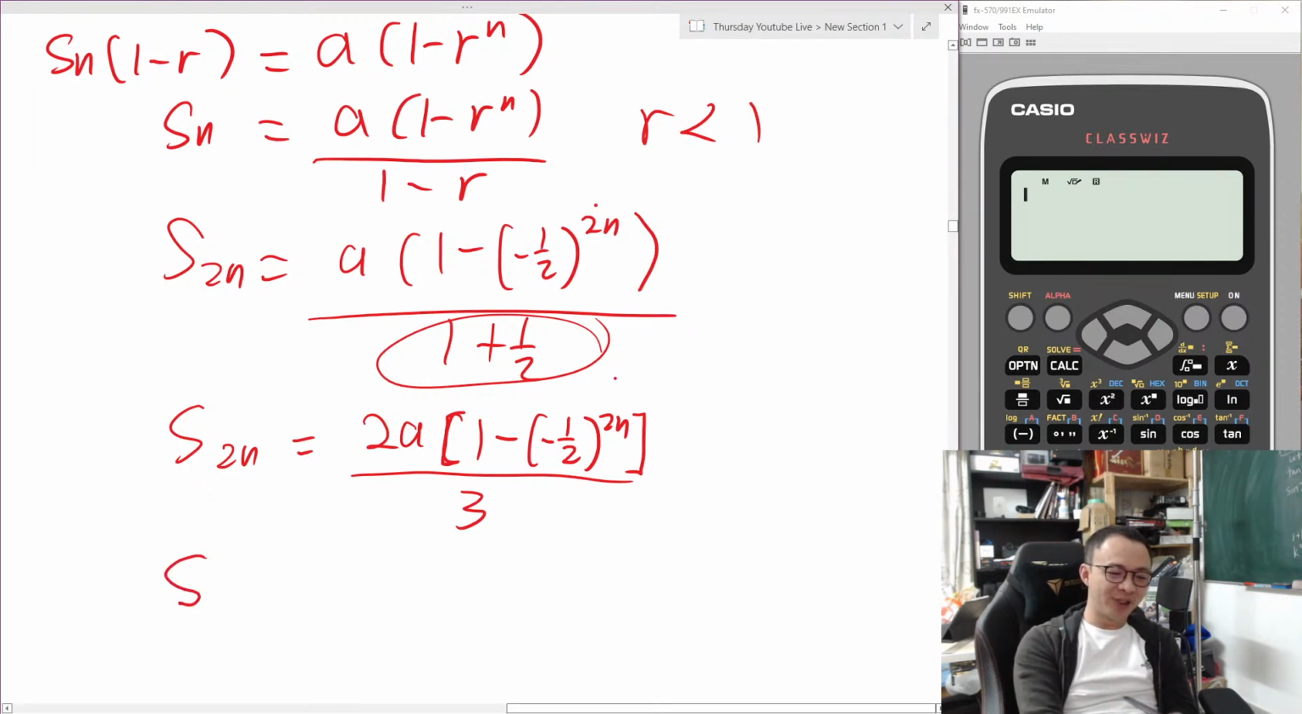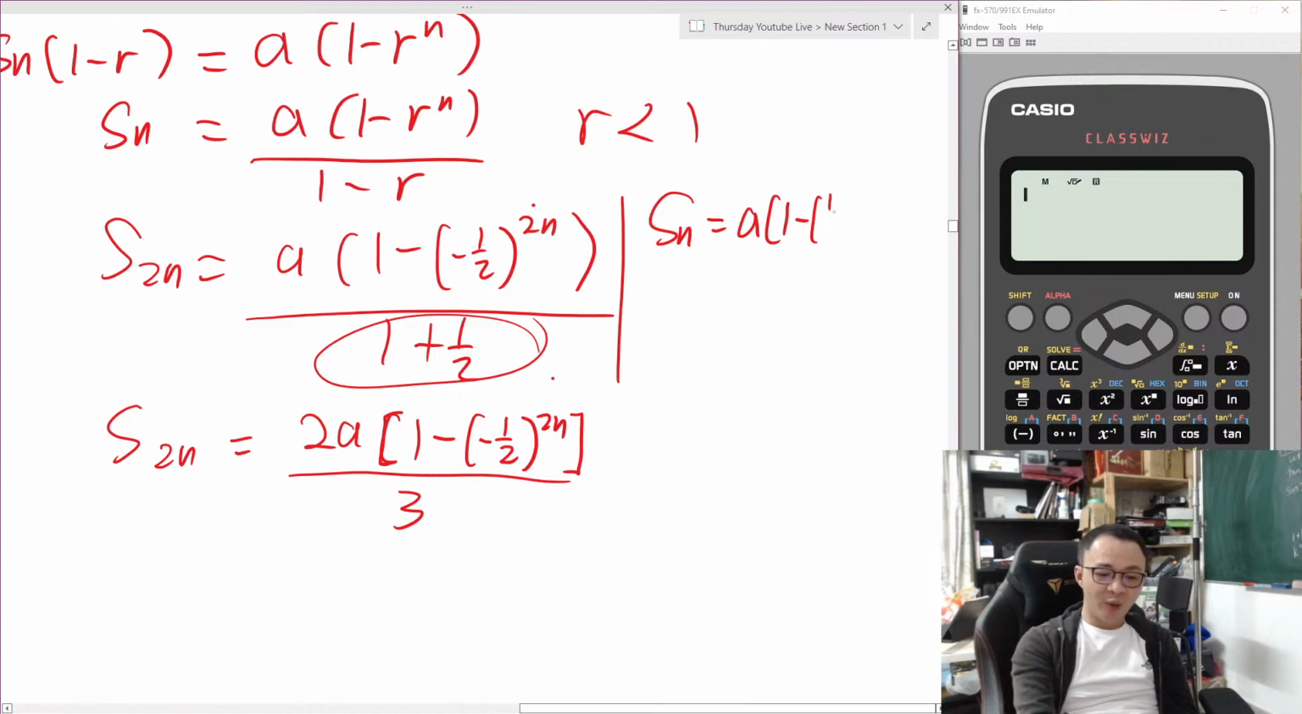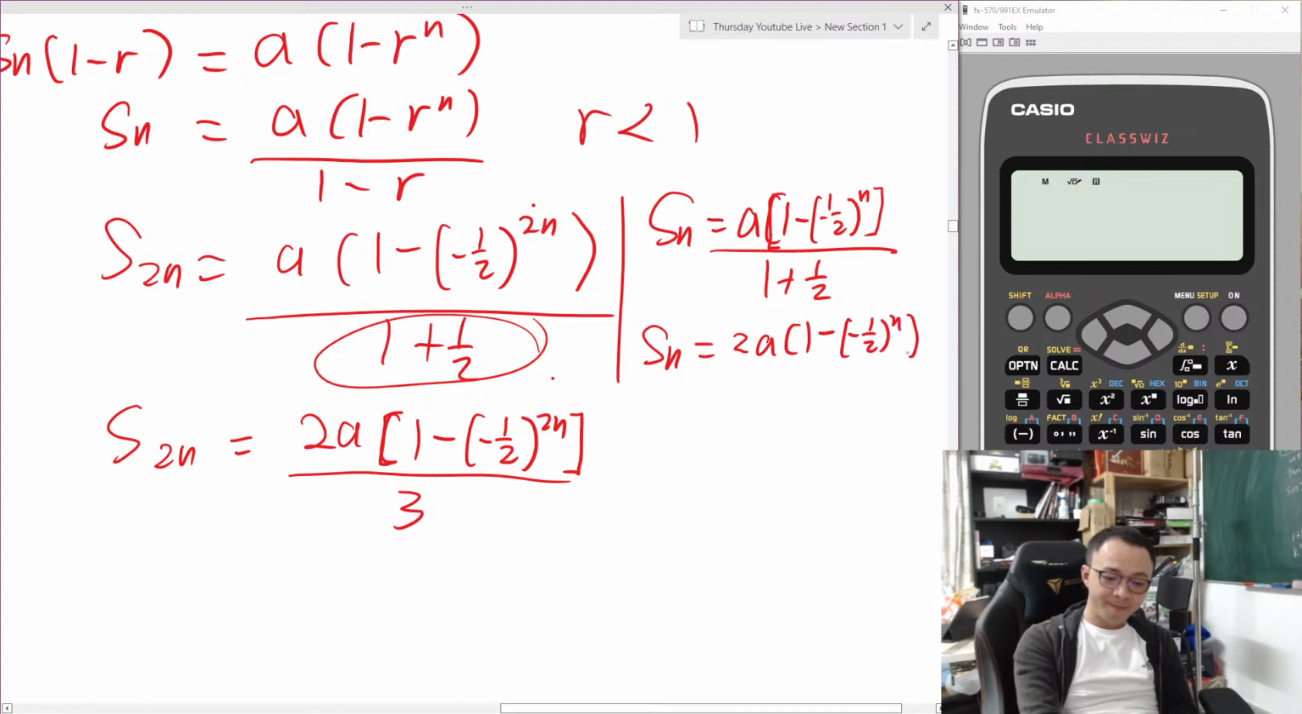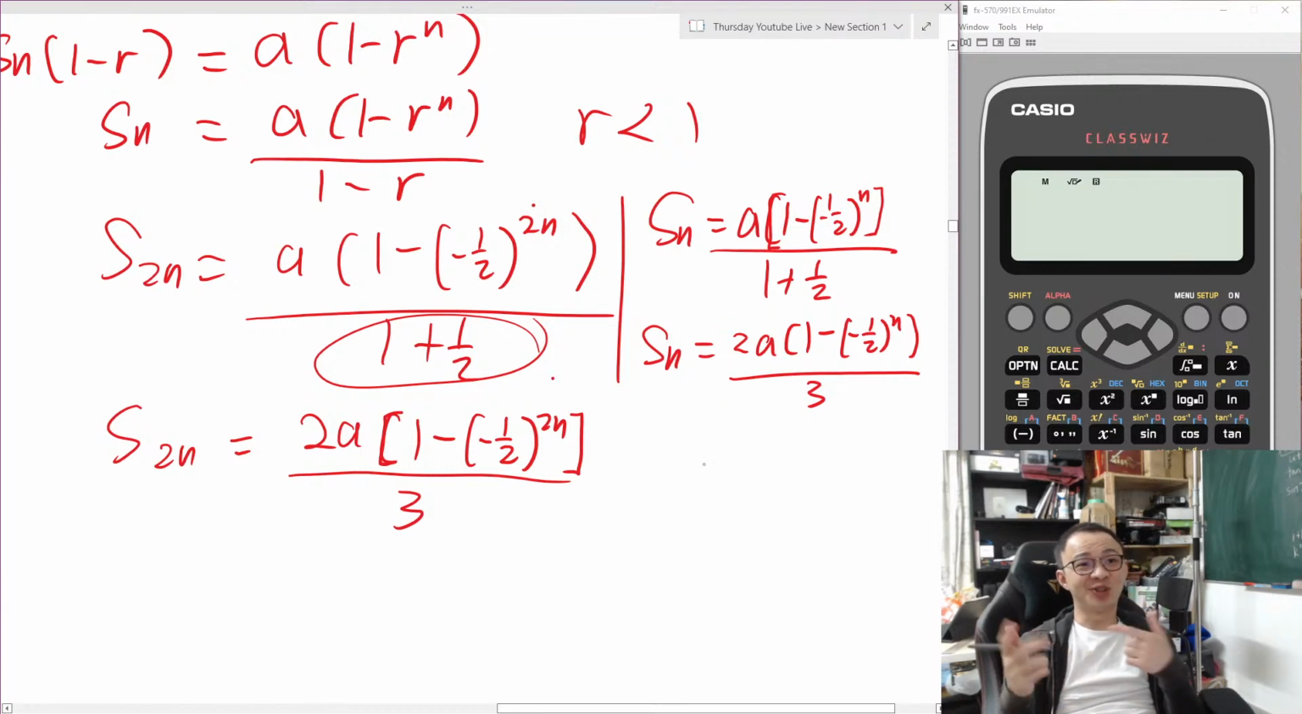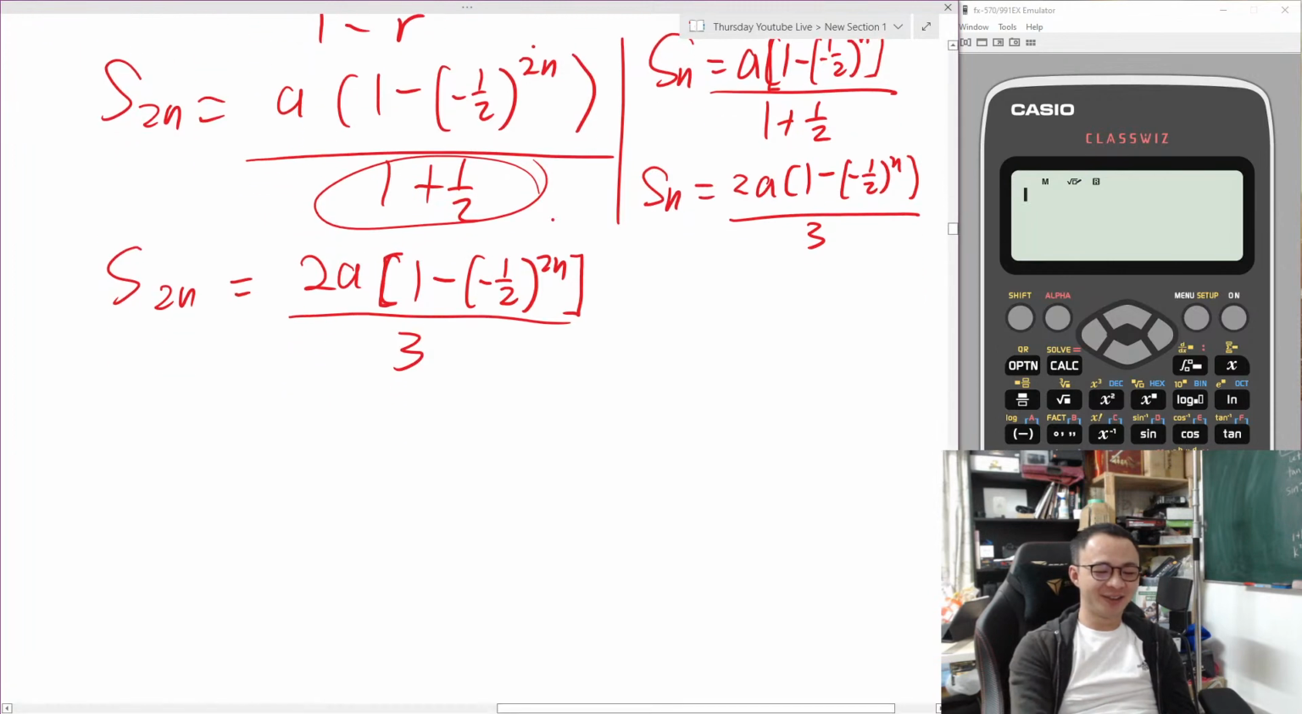Alright, then we need to do it for Sn as well. The Sn is basically the same thing. A 1 minus, oh my god, not enough space. 1 minus negative 1 over 2 power of n over 1 plus 1 over 2. So my Sn is equals to 2A 1 minus negative 1 over 2 power of n over 3. Just understand the so-called 3 over 2 is because the denominator you got 3 over 2. So far I hope at least you haven't lost yet, because I'm going to group them together and it becomes this.